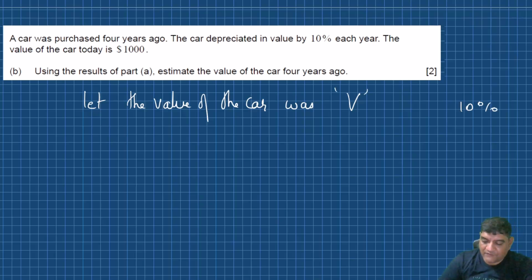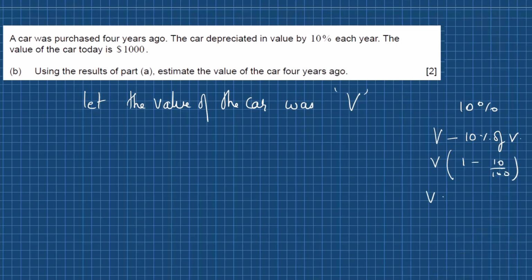Every year the value of the car has been depreciating by 10%. So the value of the car in the next year will be V minus 10% of V, which means I can take V common out and I'll have 1 minus 10 divided by 100, which is 1 minus 0.1, and what I get is 0.9, and this 0.9 is known as a multiplier.